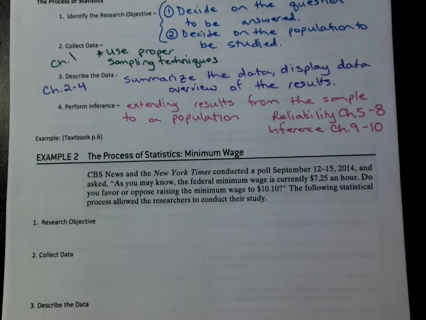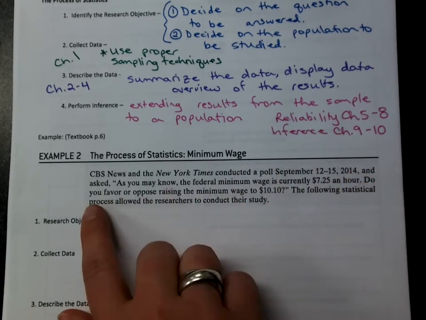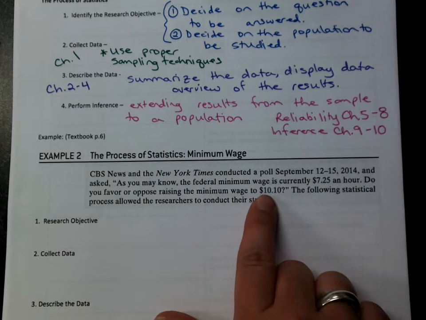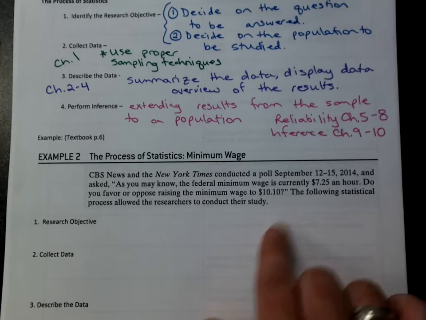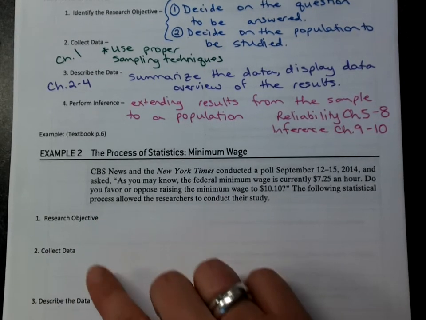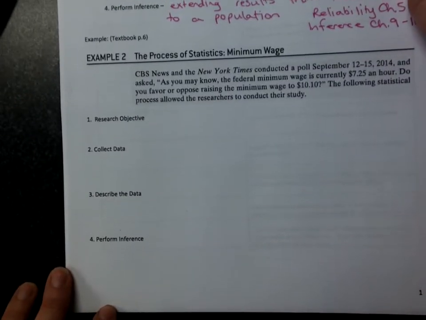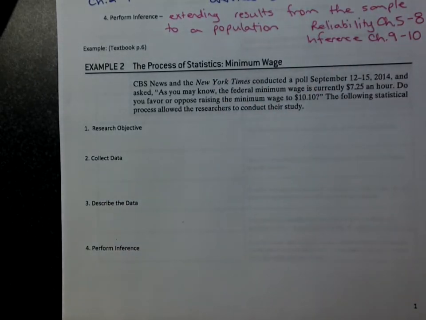It says that CBS News and the New York Times conducted a poll and asked, as you may know, the federal minimum wage is currently this. Do you favor or oppose raising the minimum wage to that? So the following statistical process allows the researchers to conduct their study. We're going to figure out what is the research objective, what data they collect, how they describe the data, and perform the inference. This is, again, all in your textbook, and I'm just going to summarize and recap each phase of this process. So the first part is the research objective.